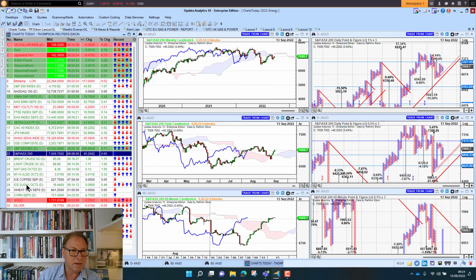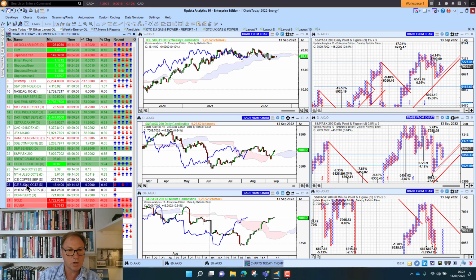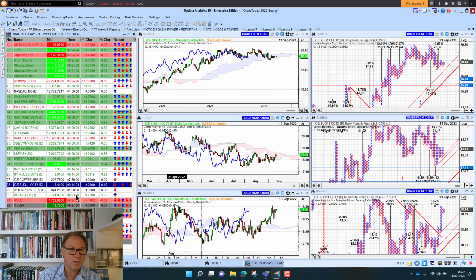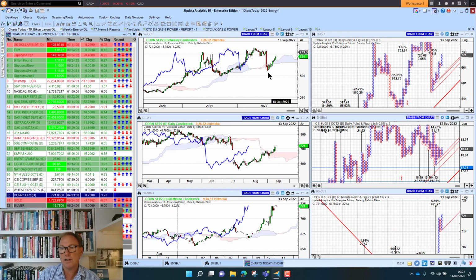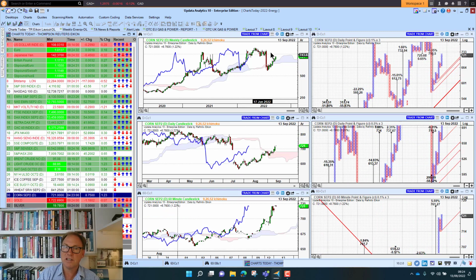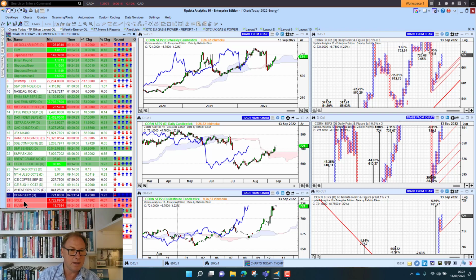We've looked at the energy mix, now looking at some of the soft commodities. We've got sugar up 0.5%. No real change on wheat. Corn is actually up 1.2%, so that's really bouncing on the cloud. These runs in commodities are not over on the long-term charts by any means.